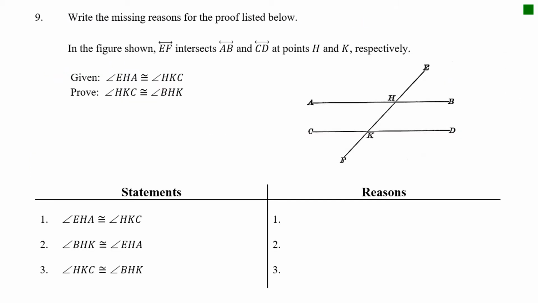Number 9, write the missing reasons for the proof listed below. In the figure below, EF intersects AB and CD at points H and K respectively. All right, so let's see what that's telling us. EF is a line. Notice that there's a line on top of it with arrows in both directions. So EF, they're talking about this line right here. It intersects AB. Okay, so line AB is right here at point H. Absolutely. And it intersects the line CD. Here's CD at point K. Sure enough, that's true. So that first sentence is just telling us what we can visually see.